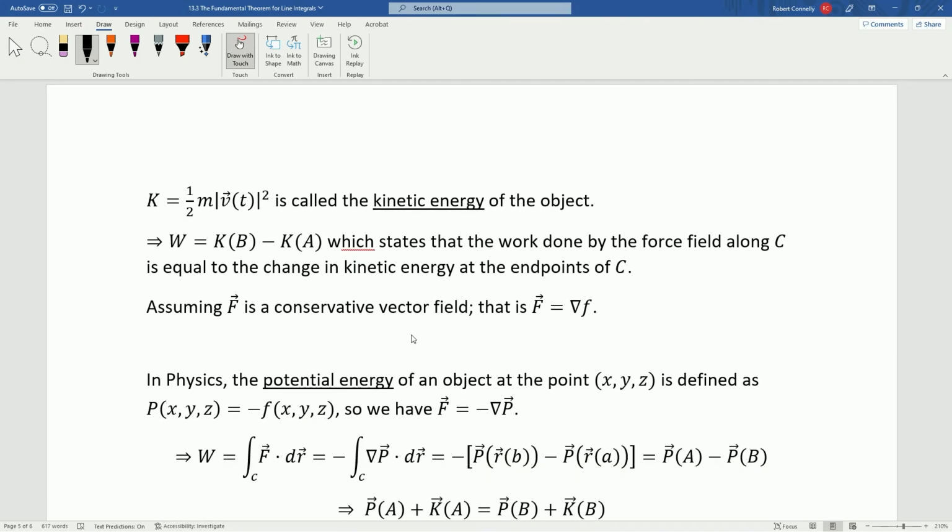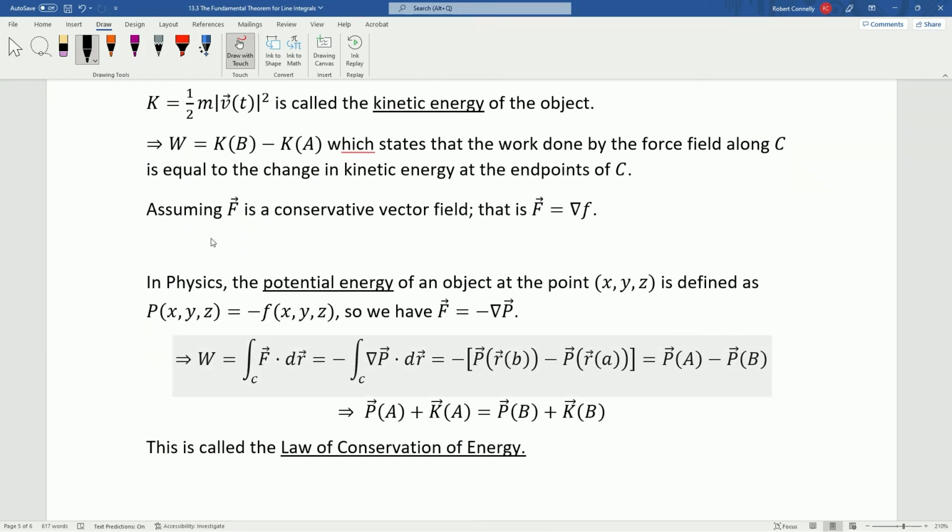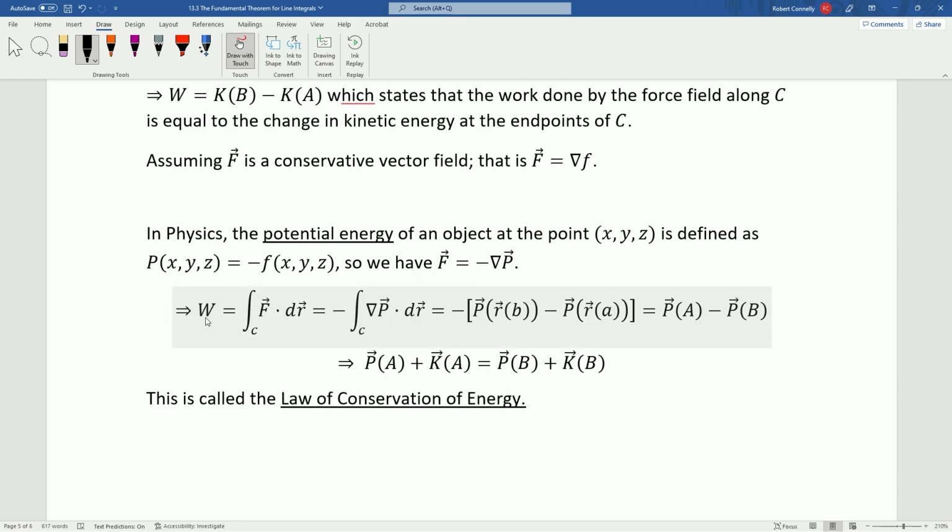Okay, so let's move on. Another example to look at is that in physics, the potential energy of an object at the point x, y, z is defined so that the vector field F is equal to negative the gradient of P. So the work here: F dot dr equals negative the gradient of P dot dr, which equals negative P of r of b minus P of r of a, which equals P of A minus P of B, where A and B are the endpoints.